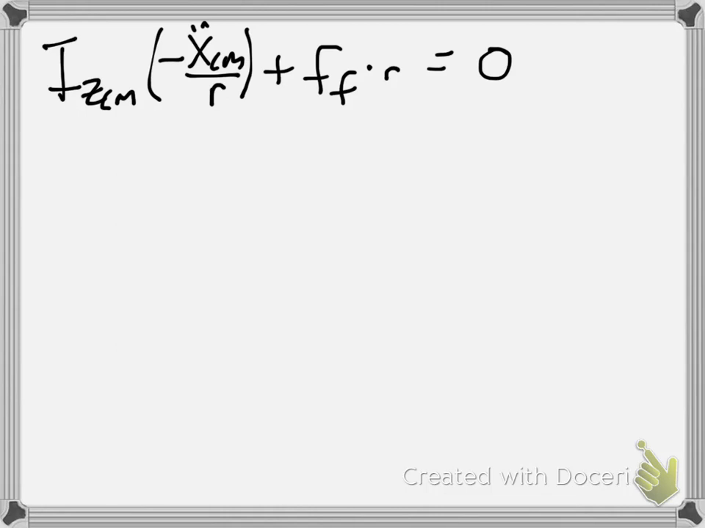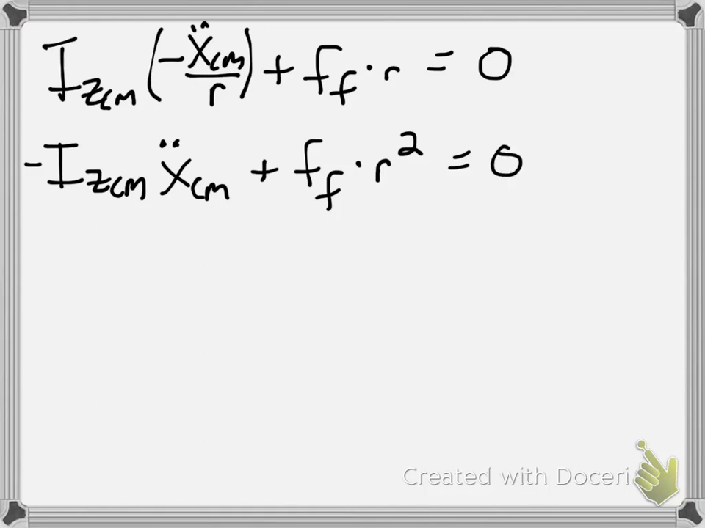Now I have two equations and two unknowns for x double dot and the force of friction with the previous equation and this equation. But I'd like to use the matrix vector method to solve this two equation, two unknown system. And so in order to make this nice, I'm going to eliminate the fraction here by multiplying by r. So I'm going to have minus I_z center of mass times x double dot of the center of mass plus the force of friction times r squared equals 0. And that's going to be my equation 2.